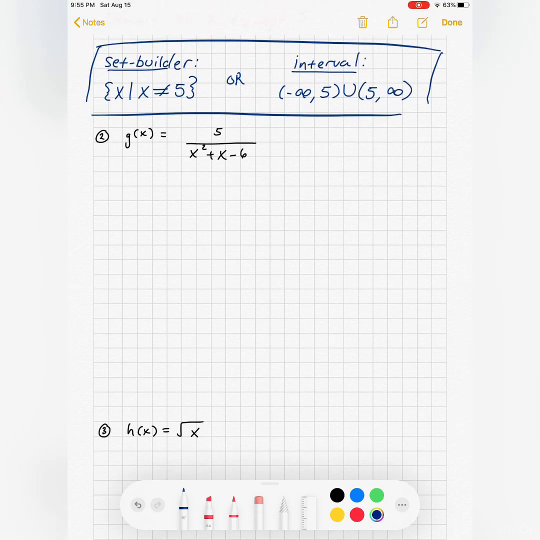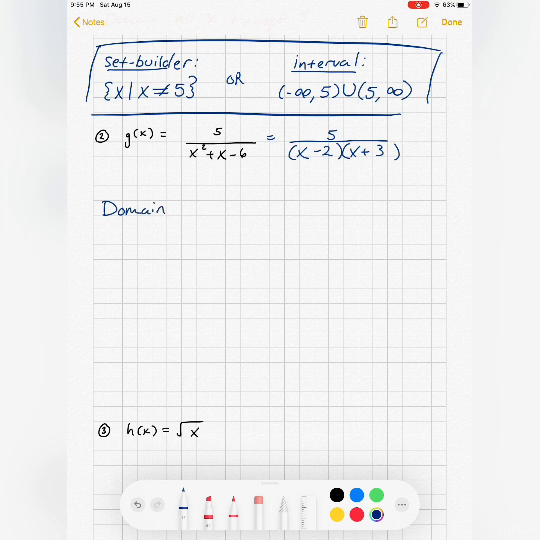Okay, again I have a fraction. So what I'm going to do is look at the denominator. Let me factor that. Let's see, adds to 1, multiplies to negative 6. Is it plus 3 and minus 2? Looks like it.